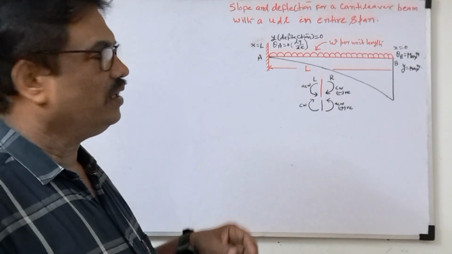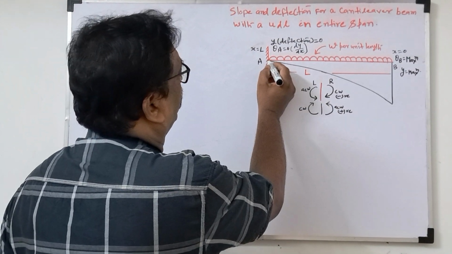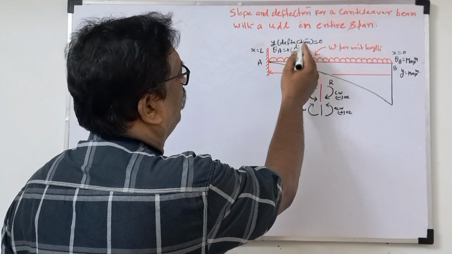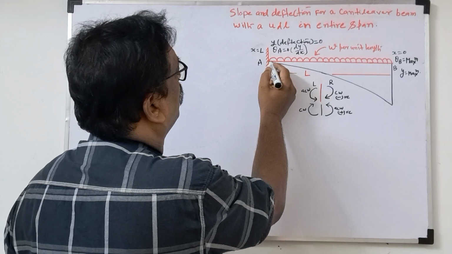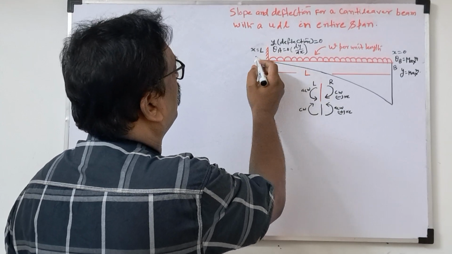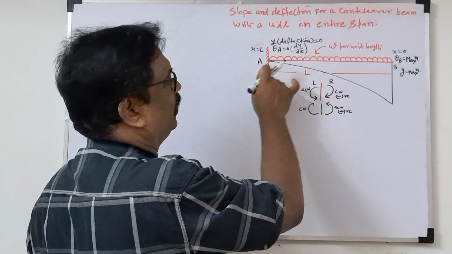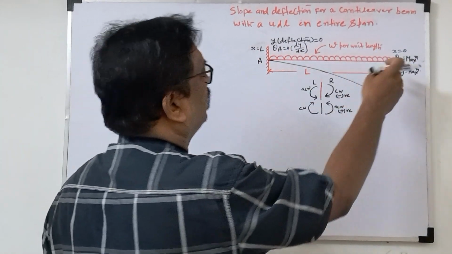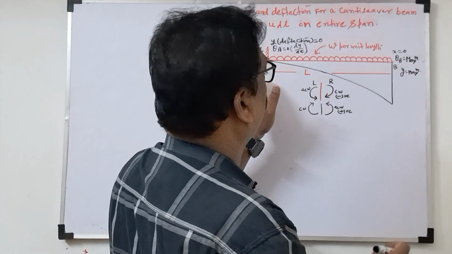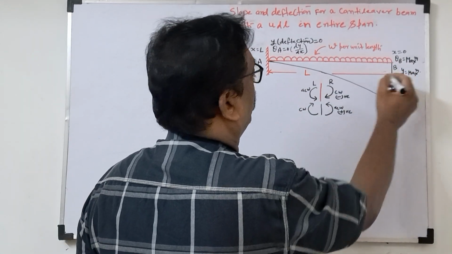So what are the boundary conditions here? Suppose at point A, the deflection y will be 0, and the slope will also be 0 when x equal to L, because you are considering x equal to 0 and x equal to L. On the left side x equal to 0, on the right side x equal to L. The span will be L meter.